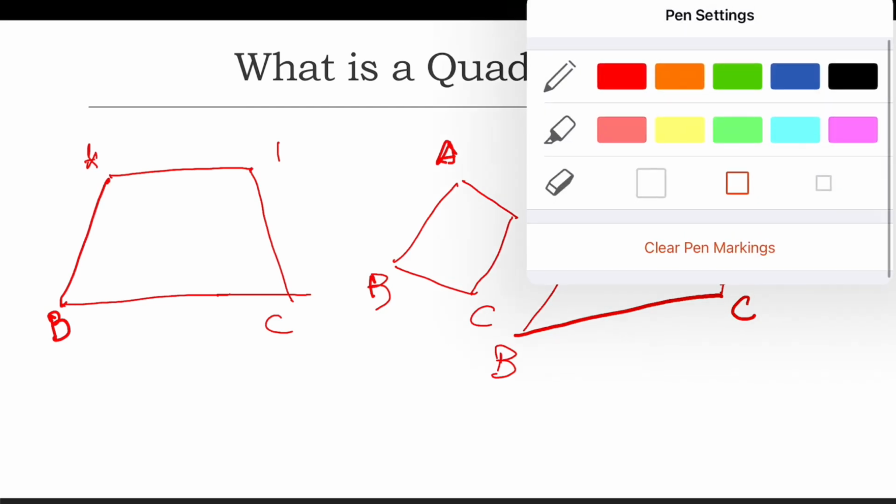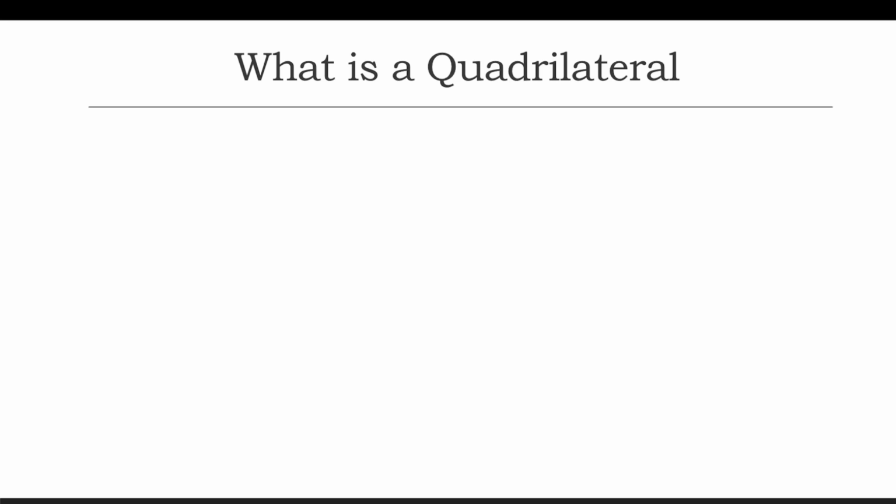Now, what special things can happen with this quadrilateral? The first special thing is that two sides of this quadrilateral could be parallel to each other. Let me choose blue. So this side and this side, if they are parallel, the other two sides need not be parallel. So this one type of special quadrilateral that might come.